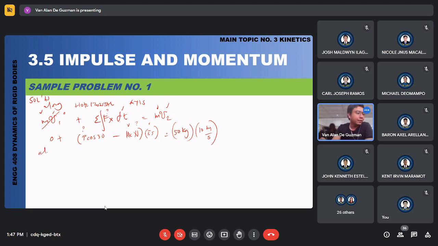Along the vertical axis. Okay? So, same equation. M v sub 1 plus, in this case lang, summation na po siya ng f of y times dt is equal to m v sub 2. Isa-isahin natin siya. This one, 0 siya. Again, it started from rest. Ito yung tanong ko sa inyo ngayon. Ito pong right side ng ating equation, ano po yung magiging value niya?